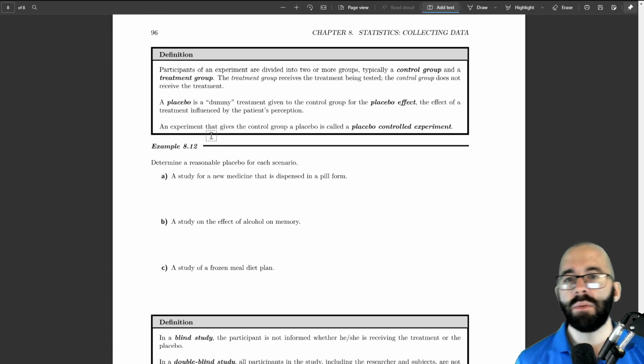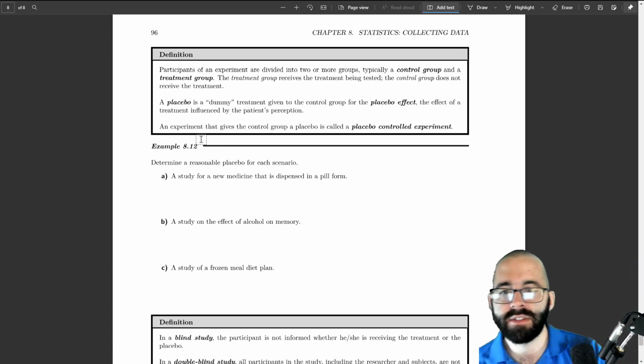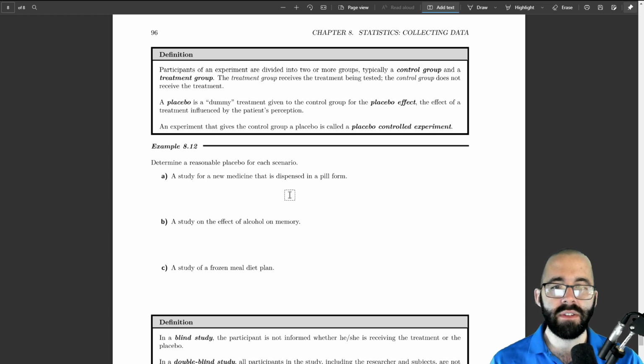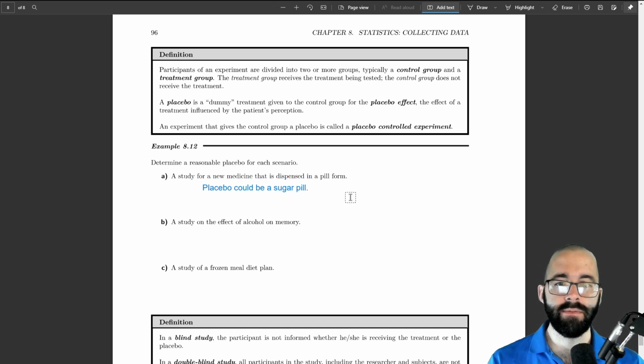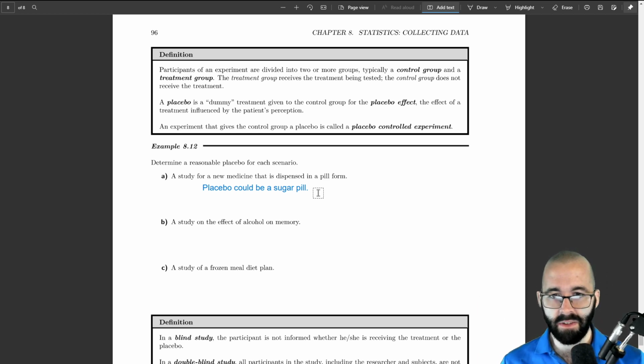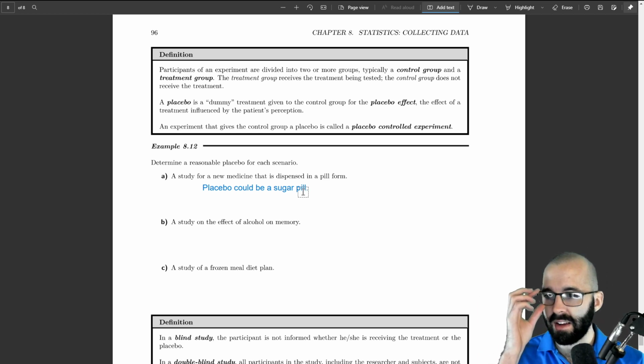So let's determine a reasonable placebo for each scenario. A study for a new medicine that is dispensed in pill form. Placebo could be a sugar pill or something, or a fake pill, a pill of nothing, a pill of water. Who knows? Sugar pills are common, I think.